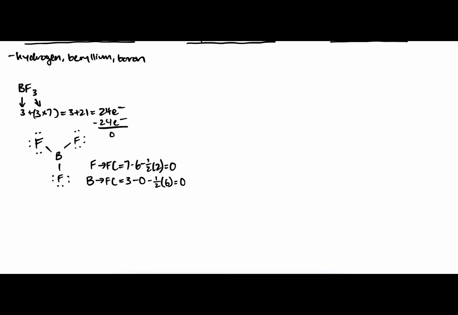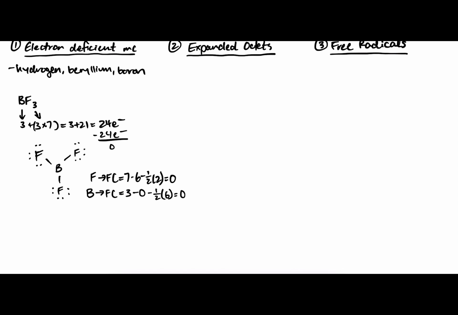And boron doesn't necessarily have a full octet, which is why we call it an electron deficient molecule, because the boron in the middle doesn't quite have as many electrons as we'd expect, but it is still happy and satisfied, and this is a plausible and the most optimal Lewis structure for this molecule.